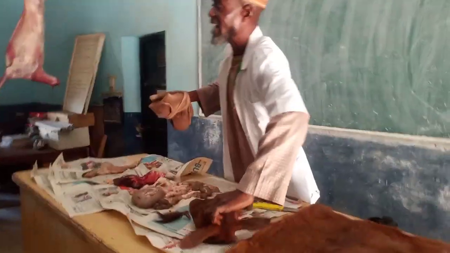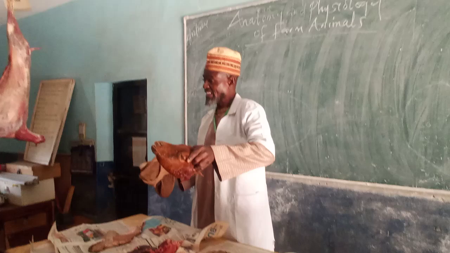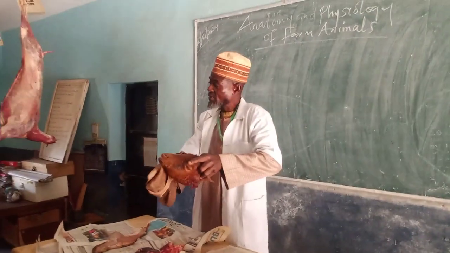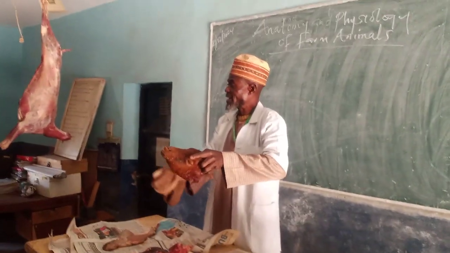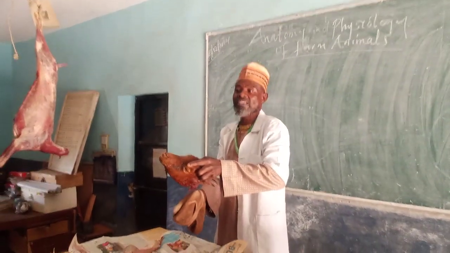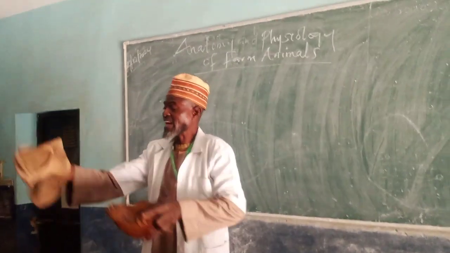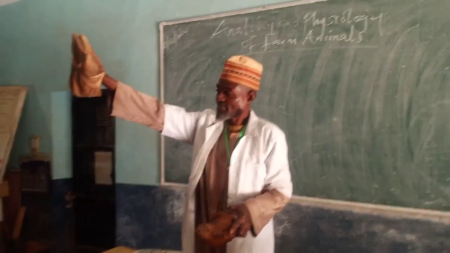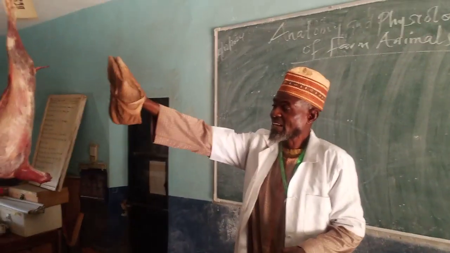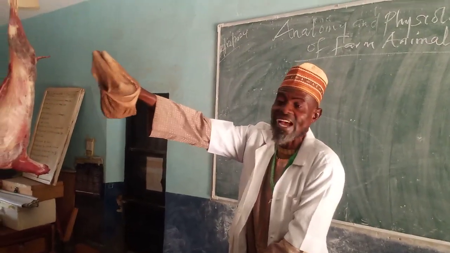Ruminants are grazers, and the animal feeds on grasses. Look at this. The feed is swallowed through the mouth, passing through the gullet or esophagus. Then the feed will land at the rumen. In that partial form, the feed that will be stored here is partially chewed.